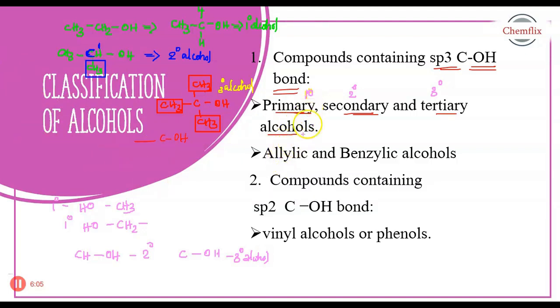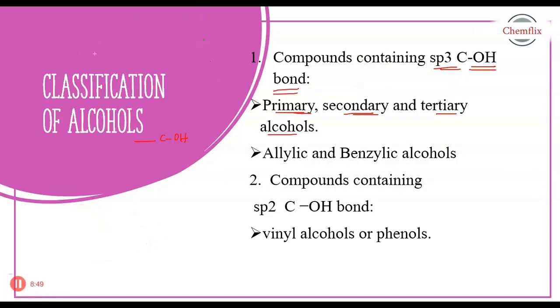Then next, allylic and benzylic alcohol. What do you mean by the term allylic and what do you mean by the term benzylic? I will tell you exactly. Moving to allylic, I'm going to change the color of my pen to yellow so that you can see it clearly. This type can be called allylic. I will tell you what exactly it is.